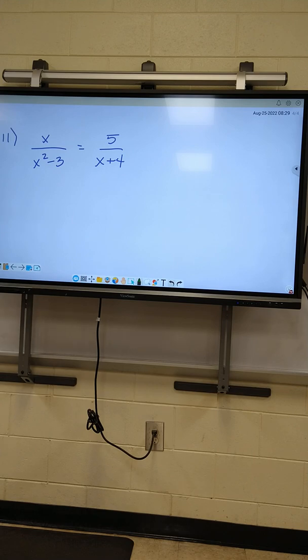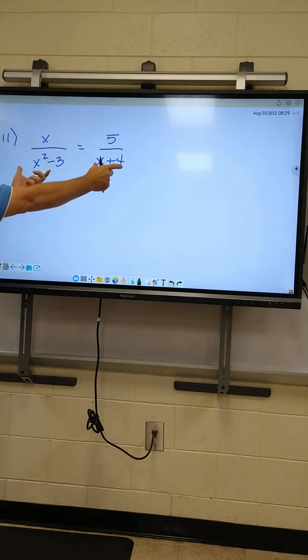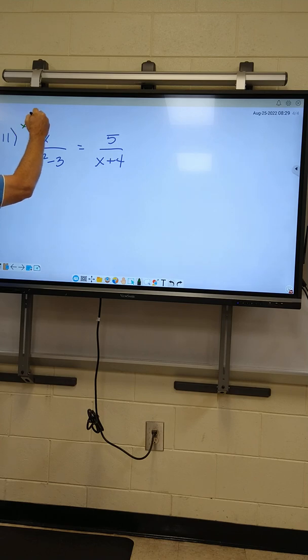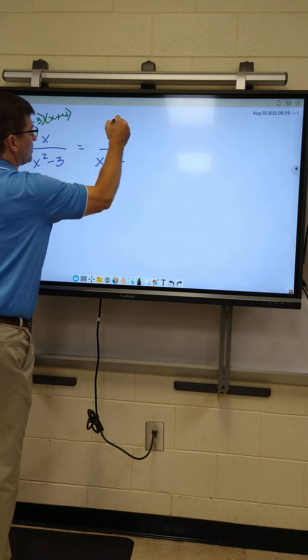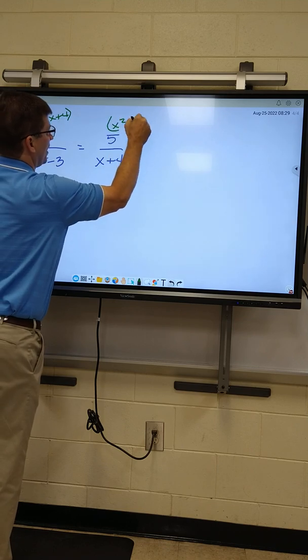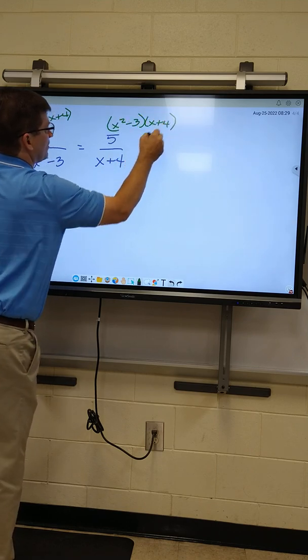All right, look at number 11. We've got to figure out your common denominators. What do I write above each fraction? All right, so what's the rule? The rule is use one of everything on the bottom. So look, guys, we're going to use an x squared minus 3, and we're going to use an x plus 4. Those are completely different. x squared minus 3 and an x plus 4.